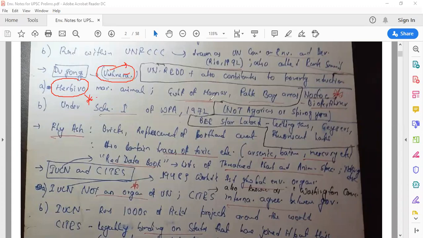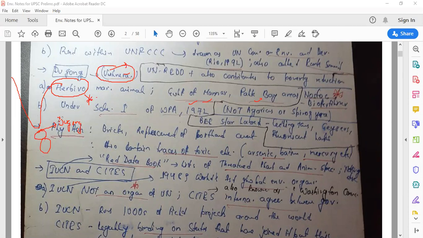And where is it found? It is found in Gulf of Mannar and Palk Bay areas. If you make a drawing of India's map, in this particular area you will find the dugong, right? Gulf of Mannar and Palk Bay areas before Sri Lanka. And dugong is under Schedule 1 of Wildlife Protection Act 1972.